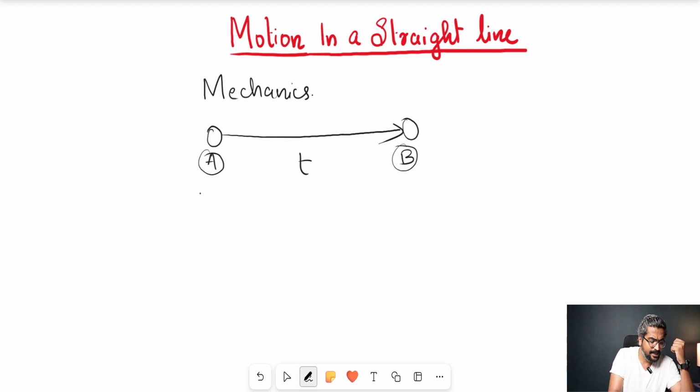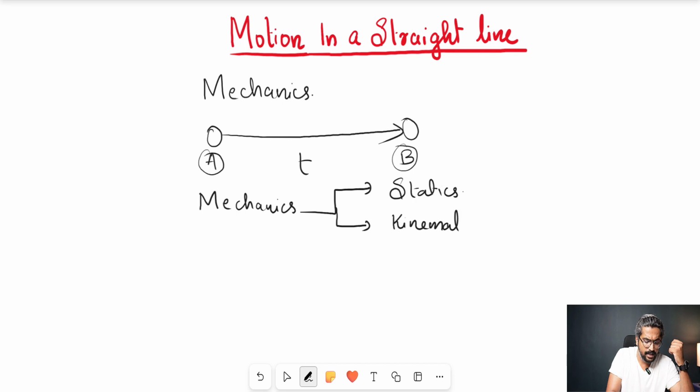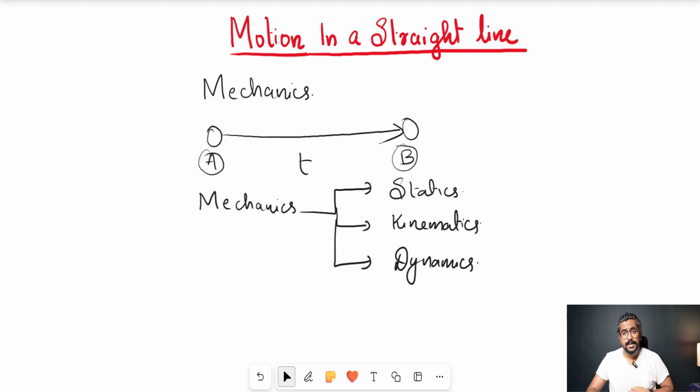In mechanics itself, we can say that there are three subdivisions. Mechanics can be divided into three. What are those? The first one is statics. The second one is kinematics. And the third one is dynamics. So what do you mean by statics?